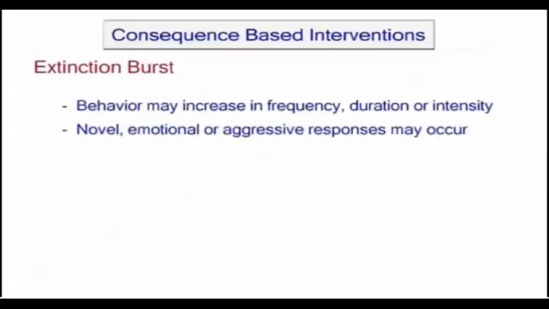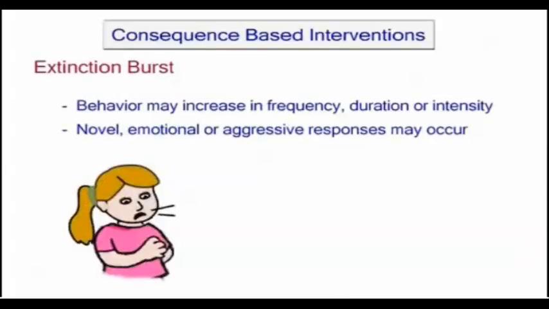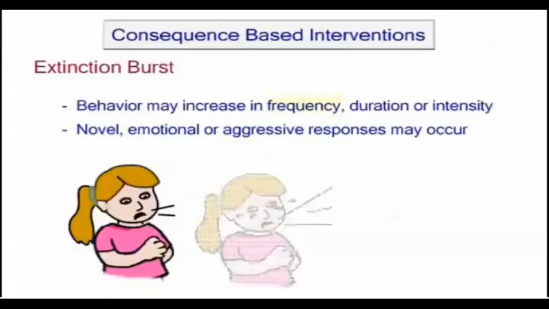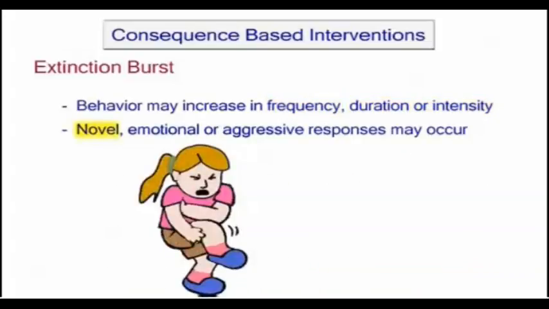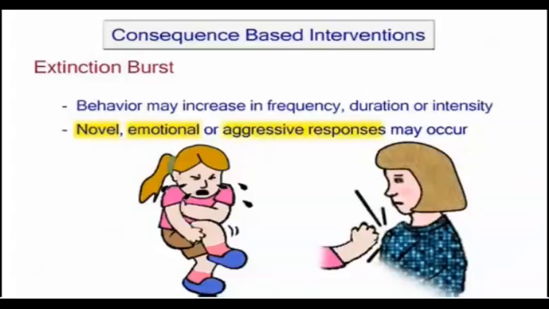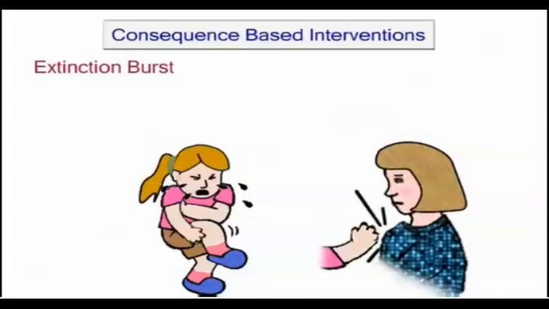Let's return to the example of Jenny's whining to illustrate an extinction burst. Jenny's whining behavior is on extinction. In other words, it no longer results in access to cookies. Initially, the frequency, intensity, and duration of behavior increase with Jenny whining more, louder, and longer. New problem behaviors emerge as Jenny starts screaming and jumping in addition to whining. Emotional and aggressive responses also occur as Jenny starts crying and hitting her mom when she doesn't give her the cookies.